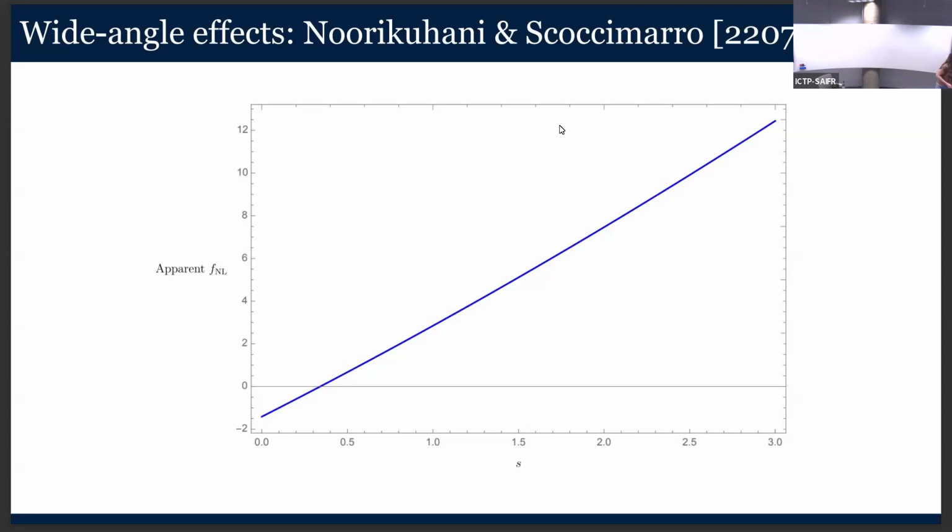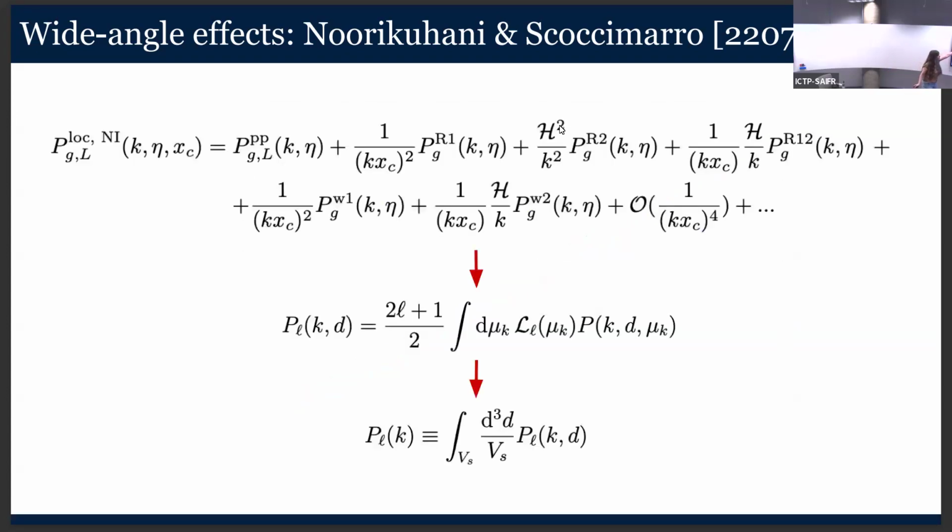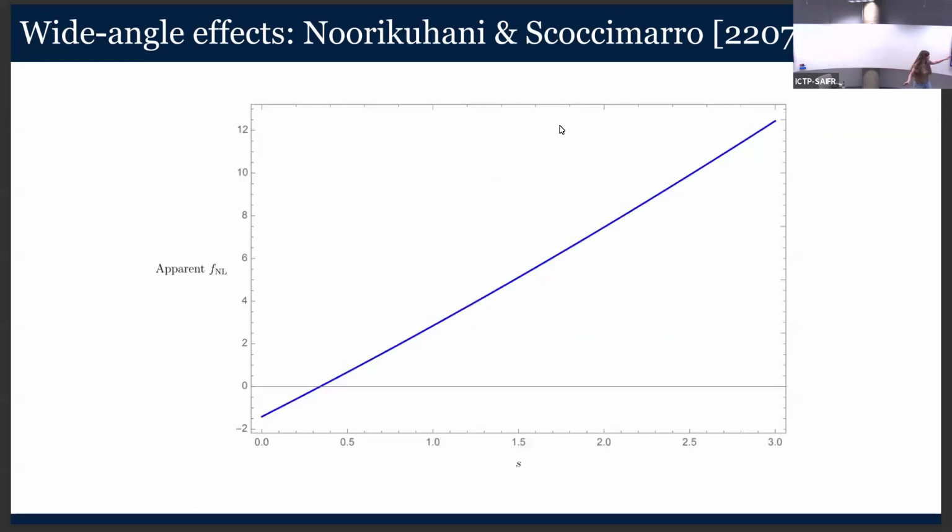S is the magnification bias. This is a function of how your galaxies get magnified because you have a flux limited survey. The main message here is that if you compute a power spectrum with no plane parallel assumption, but you include these wide angle effects, you will start to get an effect of FNL from this, which mimics your primordial signal.